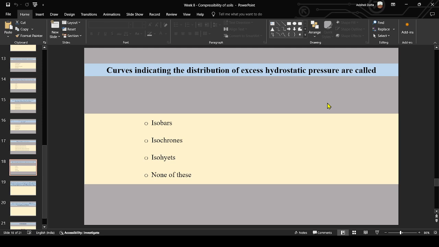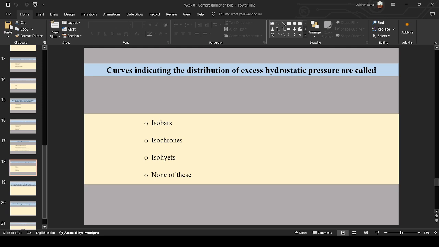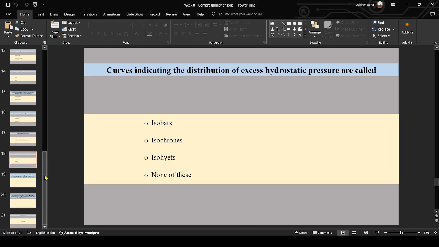I'll repeat the question. Curves indicating the distribution of excess hydrostatic pressure are called isobars, isochrones, isoheights, or none of these. Okay. Next question.